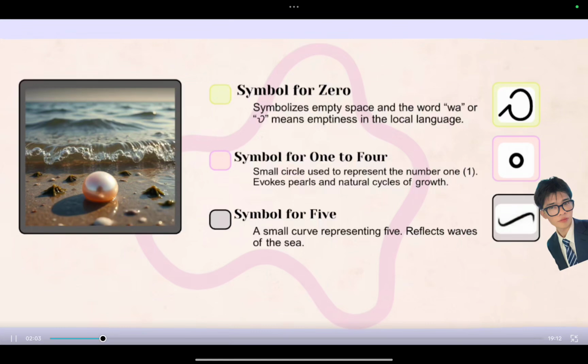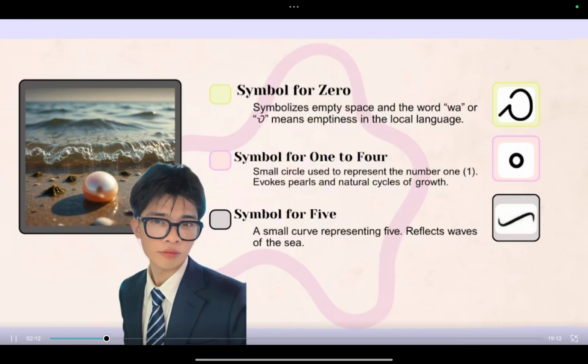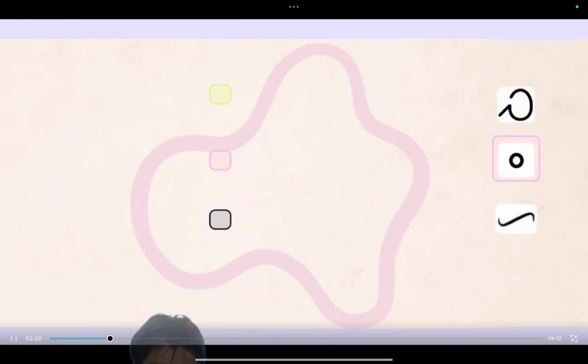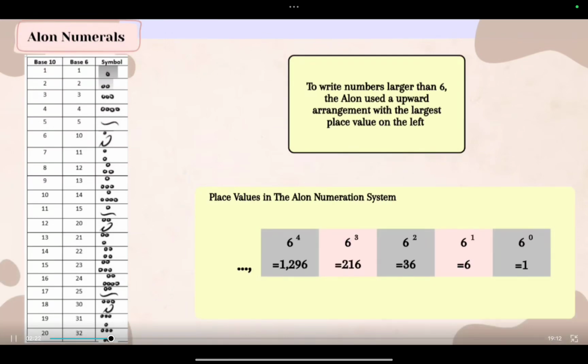This connects the system to the sea, which was central to the life of the Luminian tribe, both in survival and in trade. So in short, the Alon symbols are not just for counting. They also reflect the environment and values of the community that use them. And here's our number chart.